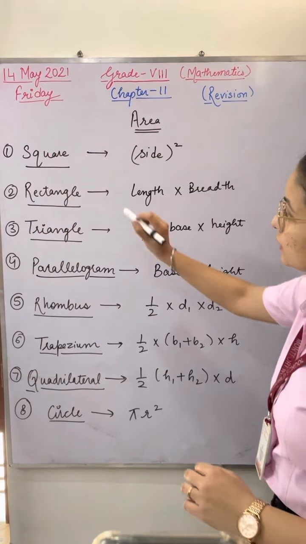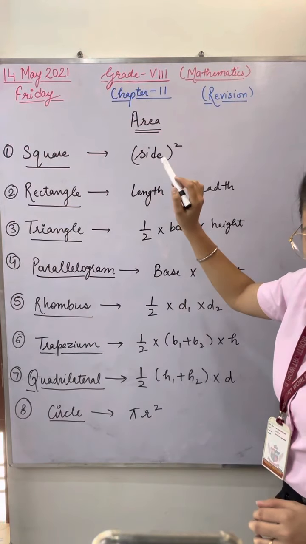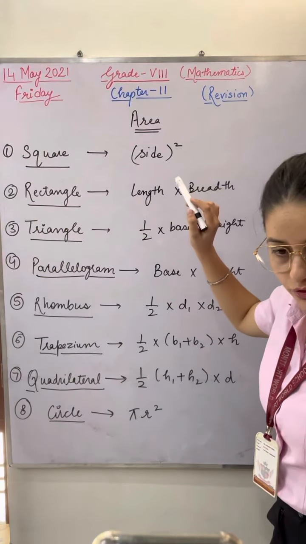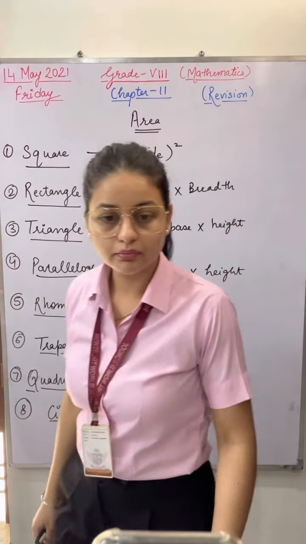So the triangle. First of all, we are finding out the area. First of all, tell me everyone, what is the meaning of area? Quickly. Meaning of area.